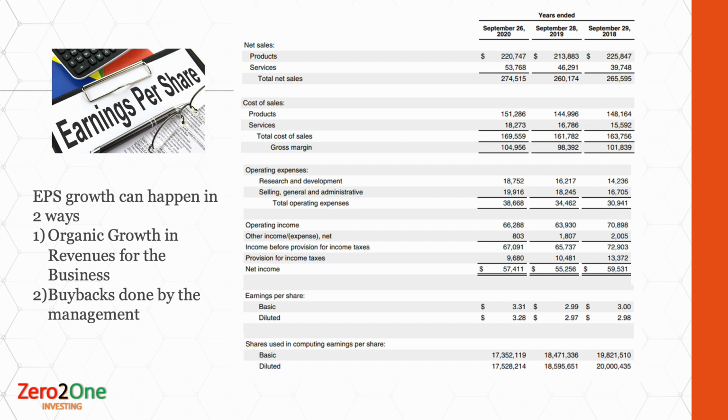As you know from the formula, the EPS has 2 components: the net income in the numerator and the total outstanding shares in the denominator. The EPS can grow in 2 ways. One is the numerator keeps on increasing. That means the net income keeps on increasing, and the net income can increase in 2 ways. One thing is that the net sales are increasing, which is the organic growth, and which means that Apple as a company is able to generate more and more revenue year on year.